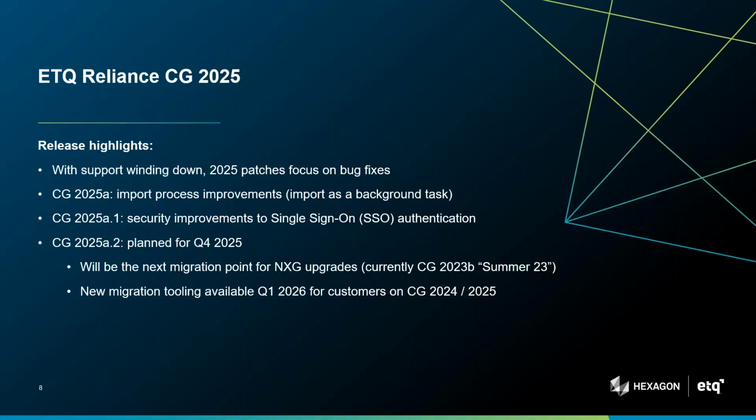CG 2025A.1 brings security improvements to single sign-on authentication. And CG 2025A.2, which is planned for Q4 of 2025, will be the next migration point for NXG upgrades. So just as a reminder, if you're currently running CG and want to upgrade to NXG, coordinate with your account team. And new migration tools will be available in Q1 2026 for customers who are still on CG 2024 and 2025.